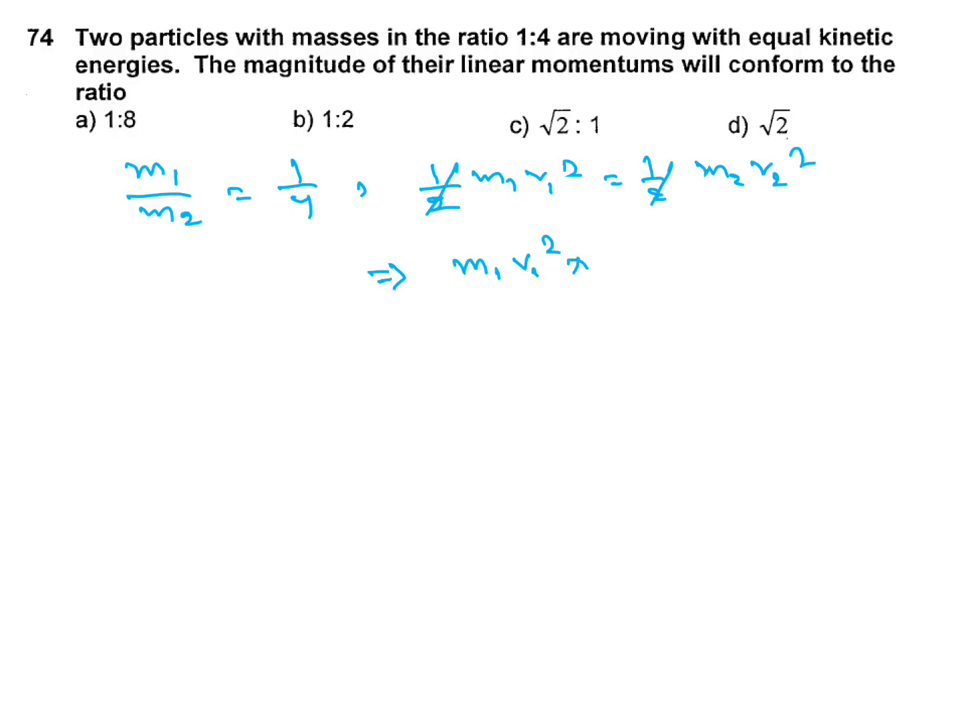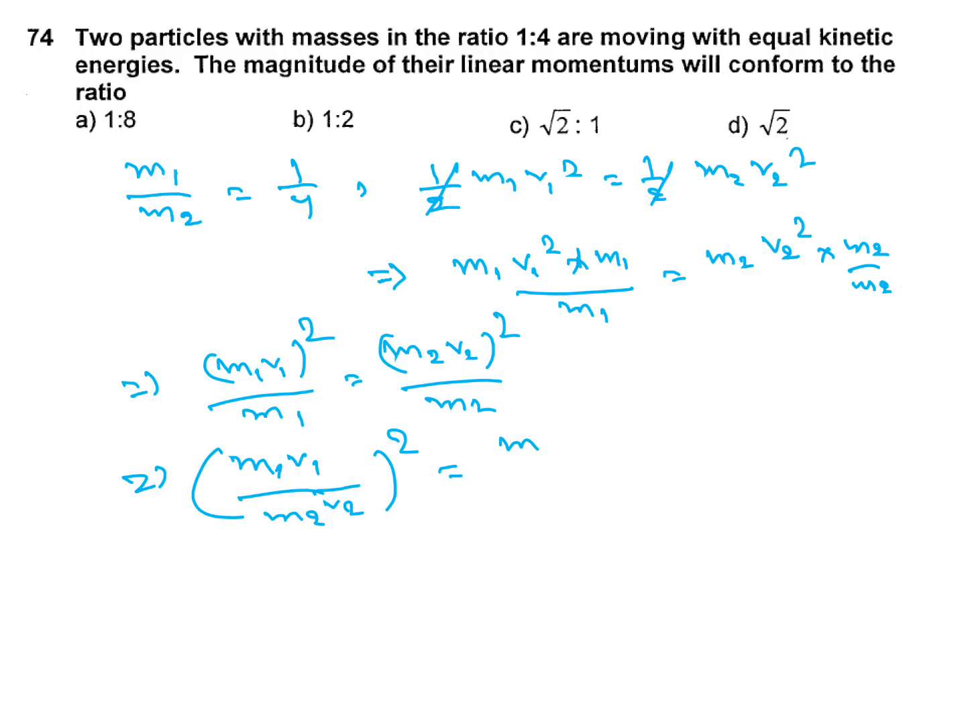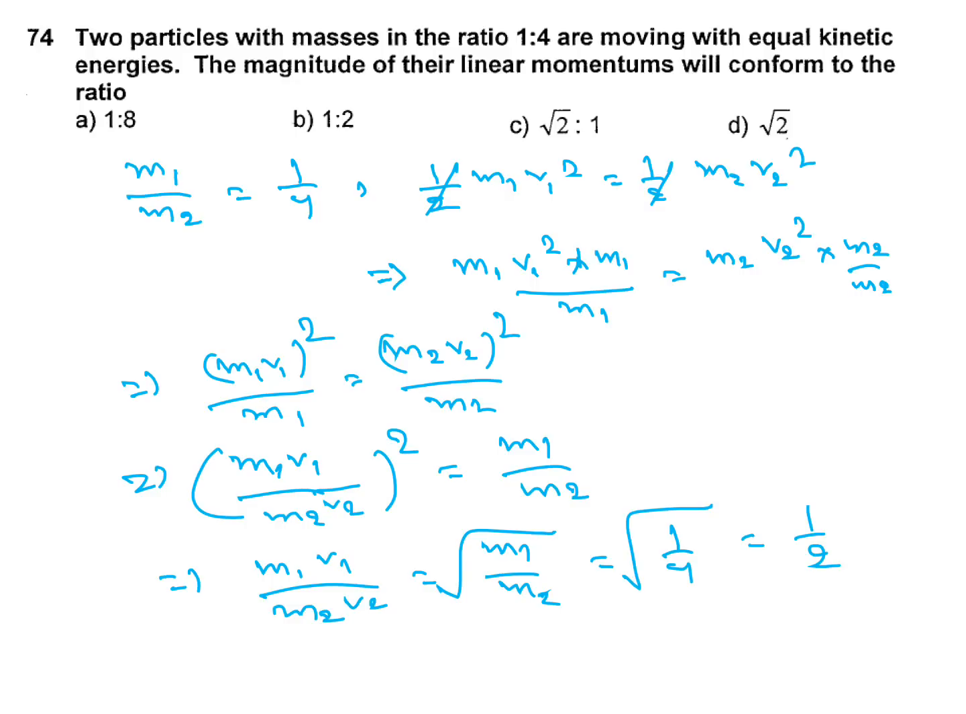For the magnitude of their linear momentum, m1 v1 square, you multiply and divide by m1; here you multiply and divide by m2. We will get m1 square v1 square by m1 equals m2 square v2 square by m2, so m1 v1 by m2 v2 whole square is m1 by m2. So the ratio of linear momentum m1 v1 by m2 v2 is root over of m1 by m2. m1 by m2 is 1 by 4, root over it's 1 by 2. The magnitude of their linear momentums will conform to the ratio 1:2. So B is our answer.